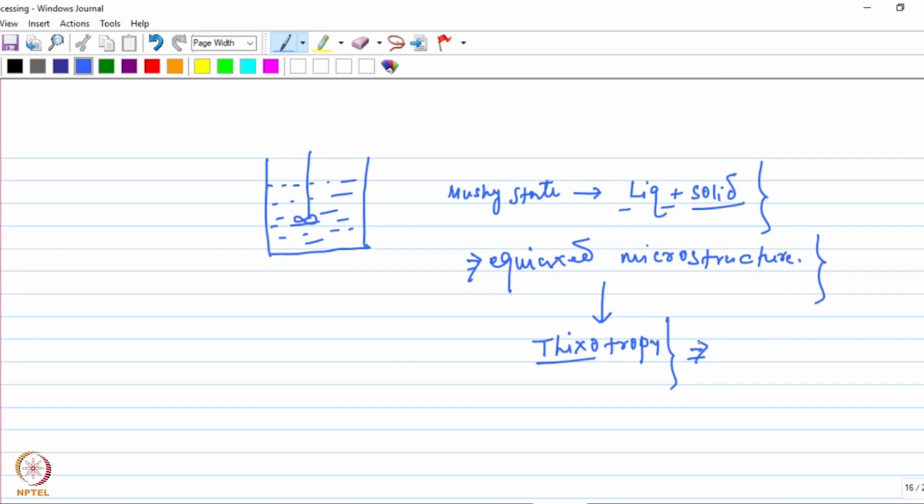Okay. And rheocasting is the process when you actually melt the material and then you bring it down to the two-state region and start stirring it. Okay, so that's the basic difference between rheocasting and thixocasting. Essentially, both lead to a non-dendritic or equiaxed microstructure because during the stirring, the dendrites are broken and equiaxed grains form.